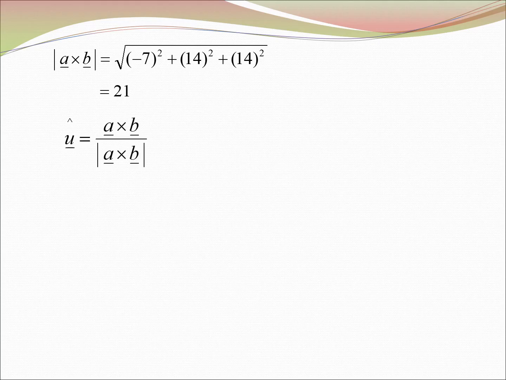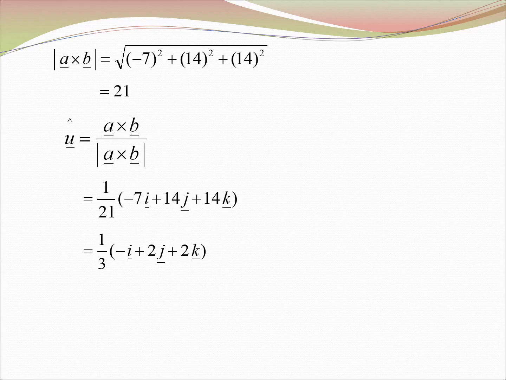Next, we find the unit vector. The unit vector is the vector divided by its own magnitude, so it's vector A cross B divided by the magnitude of A cross B. So it's equal to 1 over 21 times negative 7i plus 14j plus 14k. We can factorize and simplify. Factorizing 7 over 21, we get 1 over 3. So it's equal to 1 over 3 times negative i plus 2j plus 2k.